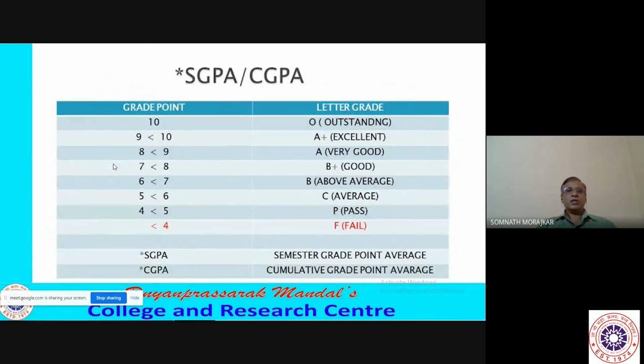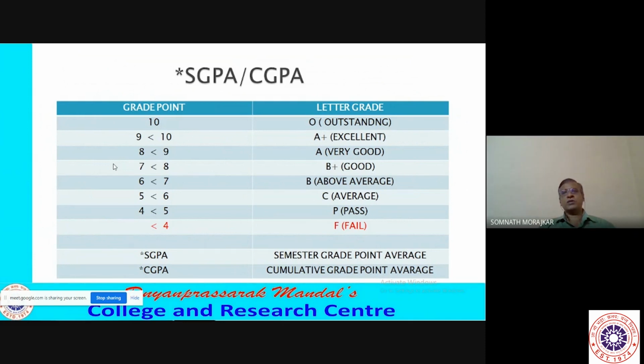The semester grade point average will be given as a grade point and a letter grade. So if you score the grade point for the particular semester as 10, then the letter grade awarded will be O, that is outstanding. 9 and less than 10, A plus, excellent. 8 and less than 9, A, very good.